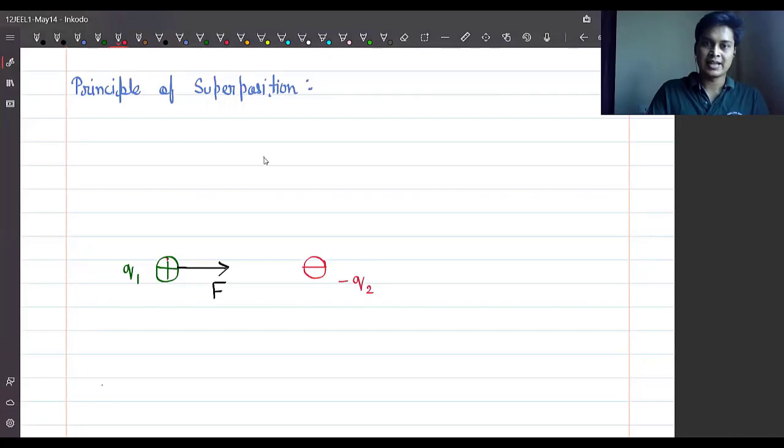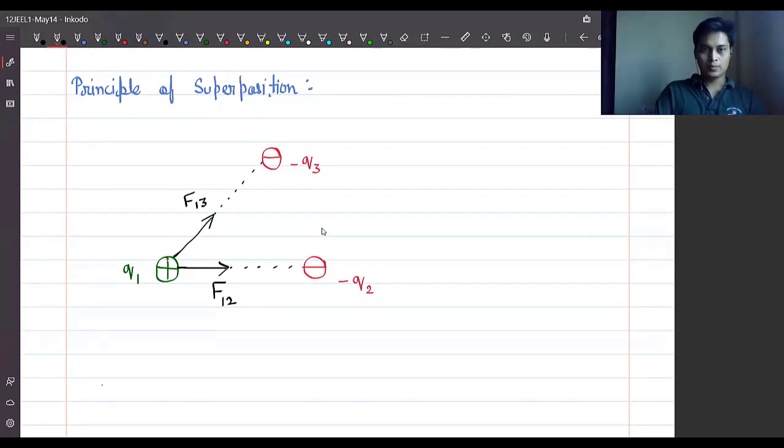And let us suppose there is another negative charge which comes into the vicinity. So what will it do? It will start applying force on this positive charge. Let us call this force as force on 1 due to 2. Call this force as force on 1 due to 3. So the principle of superposition says that the net force will be the vector sum of these forces.